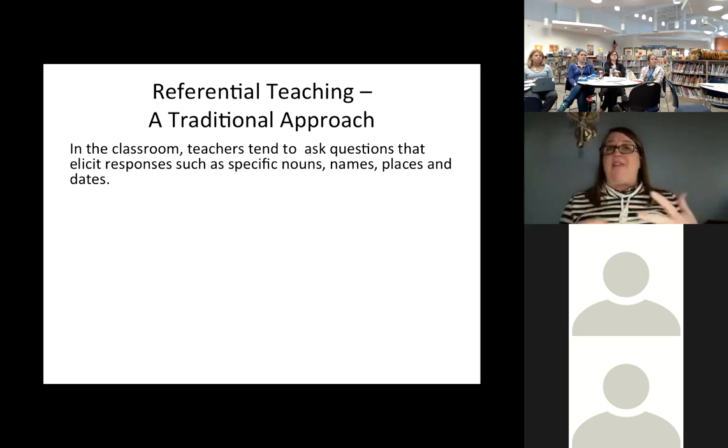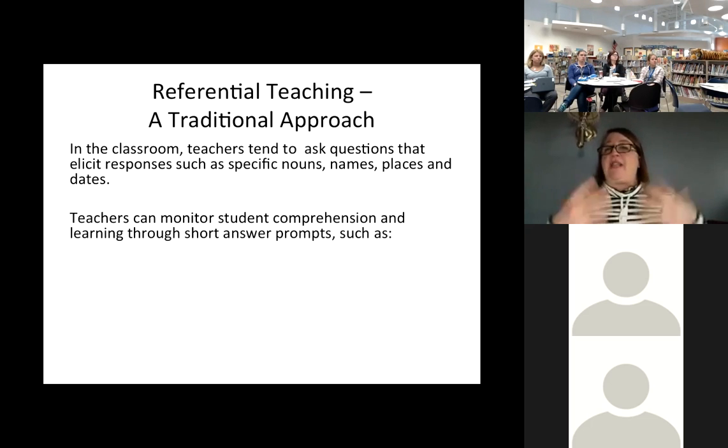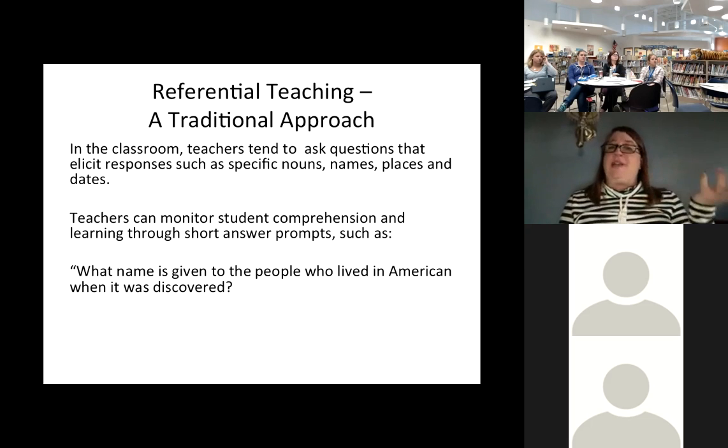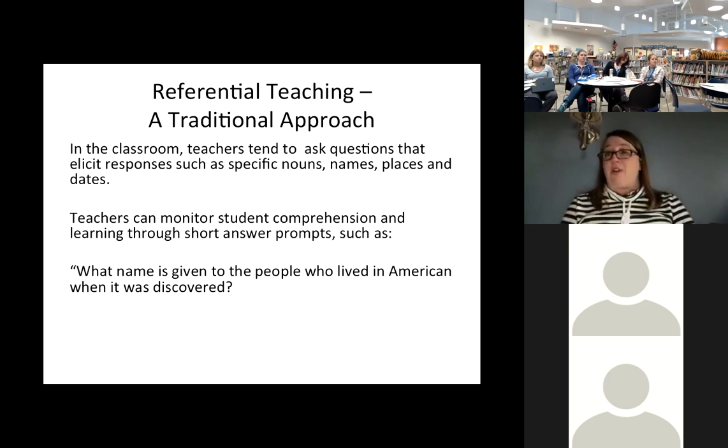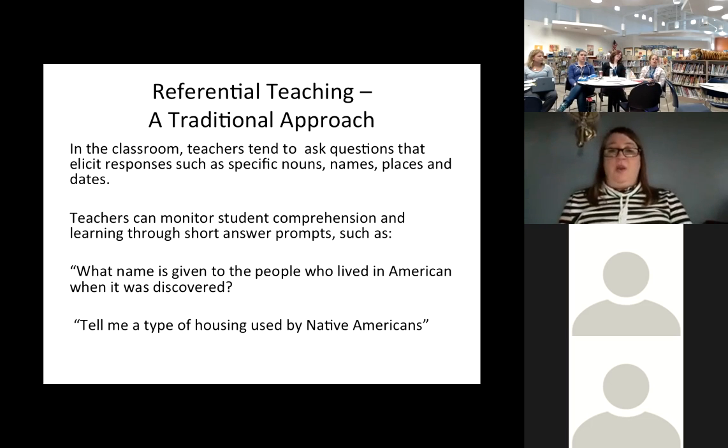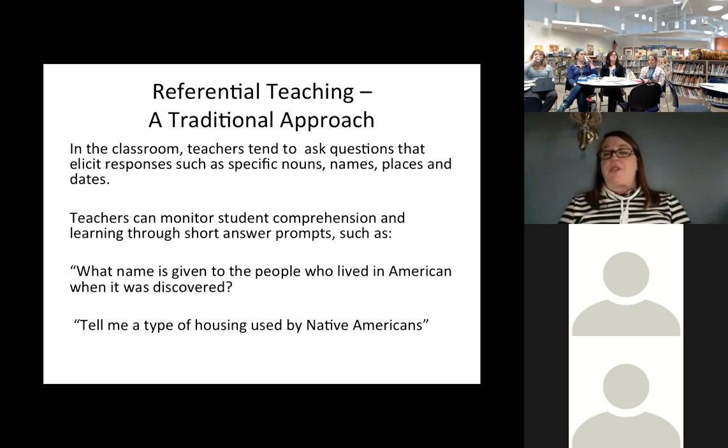And then that vocabulary, the teacher would know that the information was in there, and the teacher could ask a question such as, what name is given to the people who lived in America, sorry for the typo, when it was discovered? And then the student might push the button on his device that says Native Americans. Or tell me a type of housing used by Native Americans, and the student would push another button on his device, then it might say teepee or wigwam or longhouse.